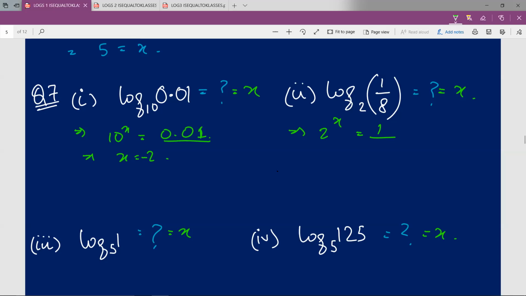So over here, I could write 8 as 2 raised to the power 3. 2 into 2 into 2, which is 8. Now 1 upon 2 raised to the power 3 can be written as 2 raised to the power minus 3. So therefore, I can write this as 2 raised to the power x is equal to 2 raised to the power minus 3. Now in the LHS and the RHS, the base is the same, so exponents are equal. So x is equal to minus 3. This will be our final answer for the second subpart of question number 7.